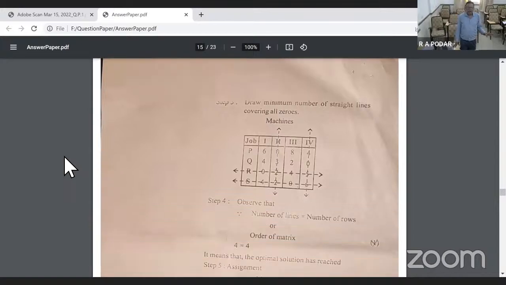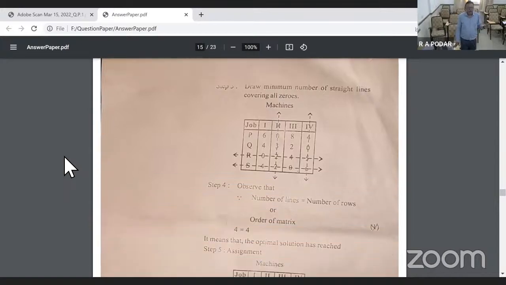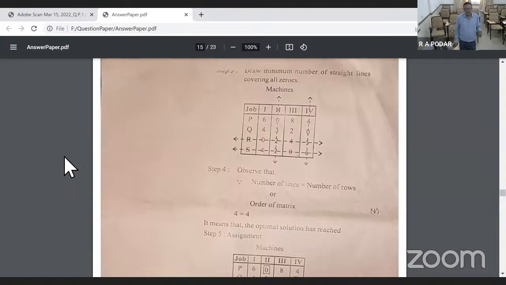So we have to draw the lines. The number of lines is 4. That is equal to the order of the matrix, or the number of rows. That is, 4 is equal to 4. So it means that the optimal solution has been reached. You can see this, and so we can go for assignments.